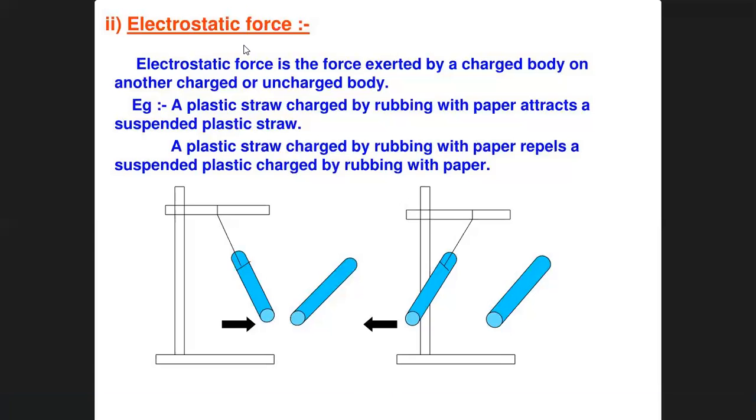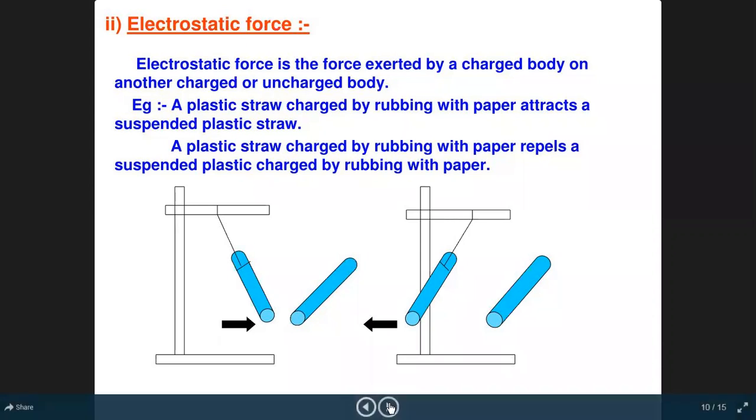What does it mean? It means that the portion of the scale or the pencil which you rub on your hair, only this portion, this region will attract the bits of paper, not the full scale, right? That means the charges are at rest. They are placed where they were rubbed, where they were produced, they are stable there. This is the meaning of electrostatic. In this picture, one straw is rubbed with the hair, and then when you bring it near the hanging straw, it will attract.